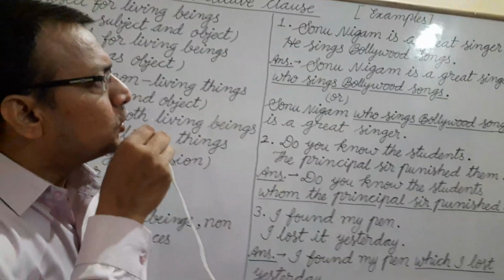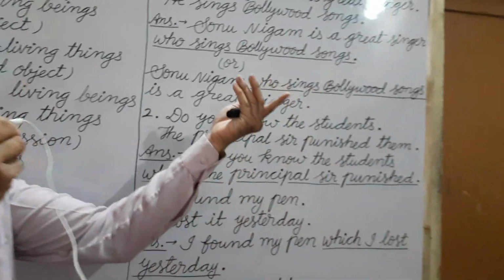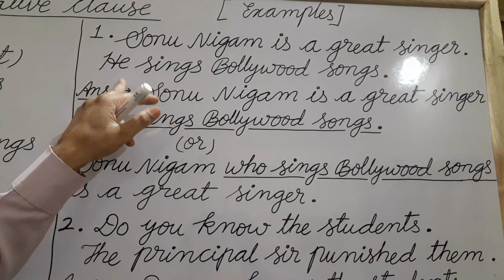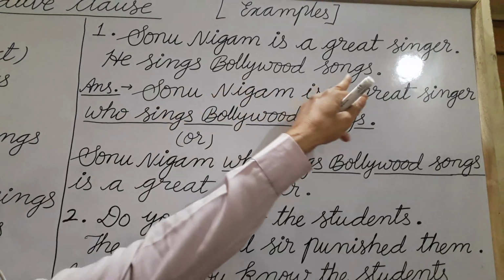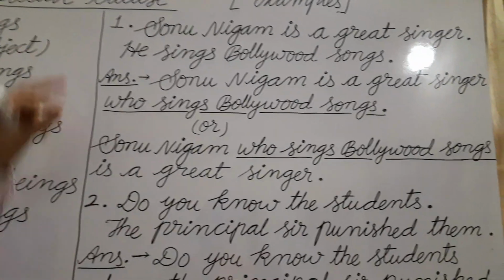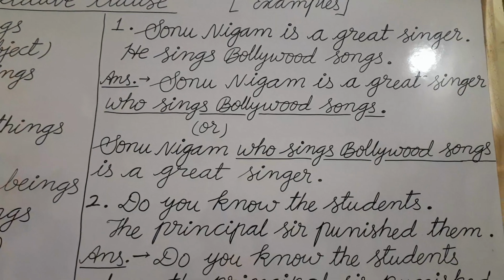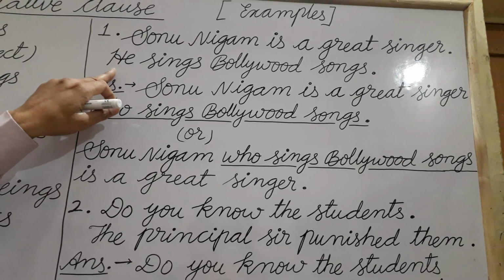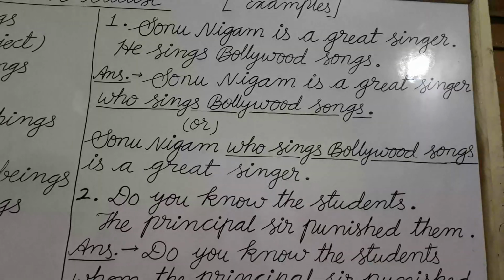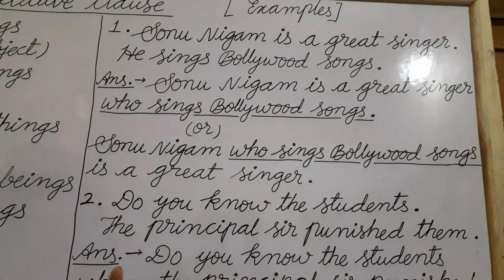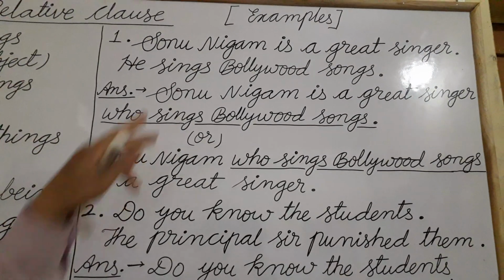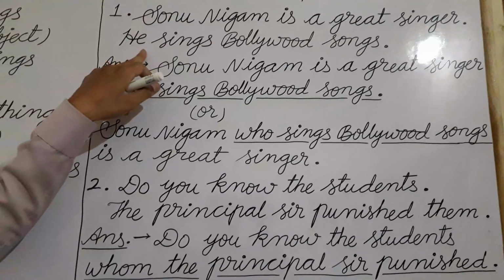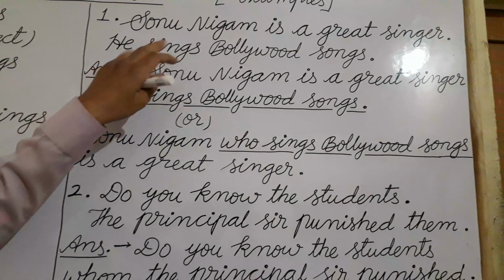Number 1 is Sonu Nigam, as you can see on the board. Sonu Nigam is a great singer. The second sentence is, he sings Bollywood songs. We have to combine these 2 sentences using an adjective clause. Look at sentence number 2: he sings Bollywood songs. Now the question arises, who sings Bollywood songs? The answer is Sonu Nigam. So sentence number 2 qualifies Sonu Nigam.